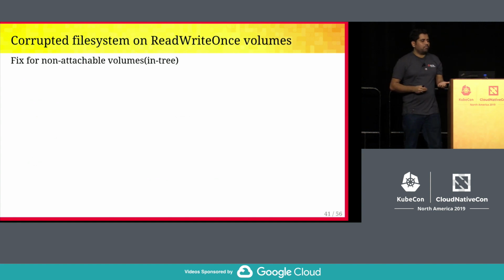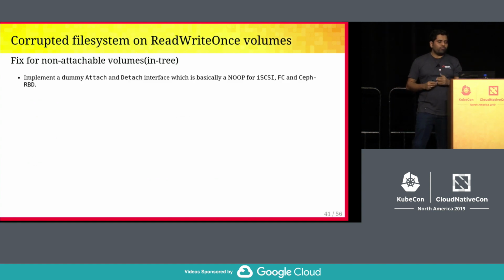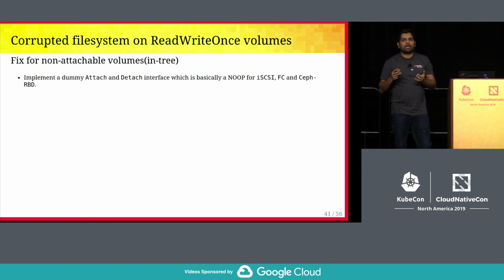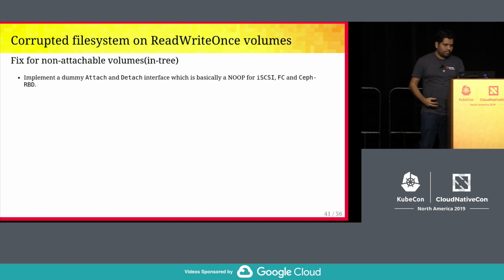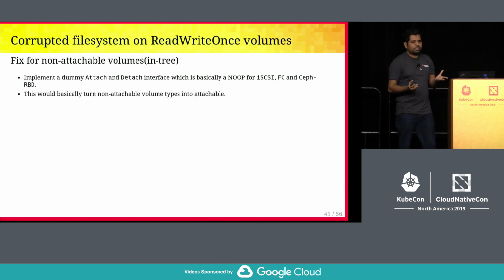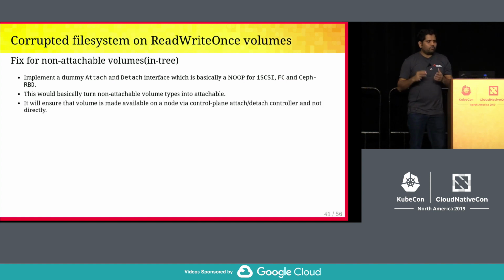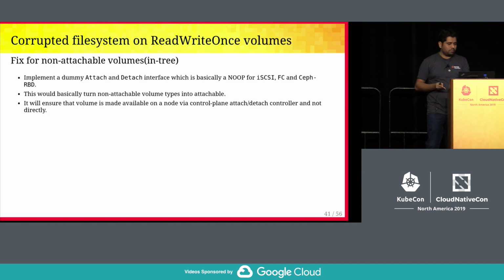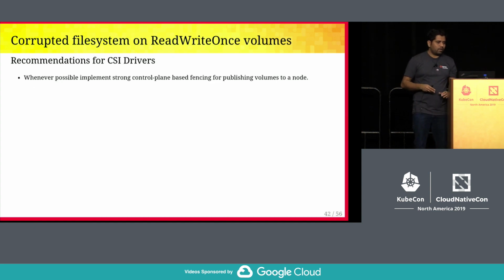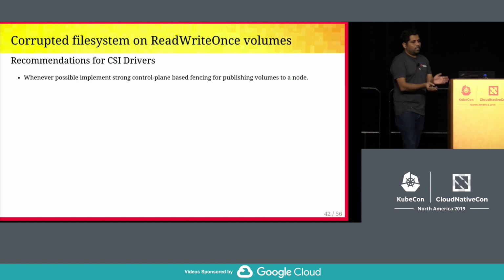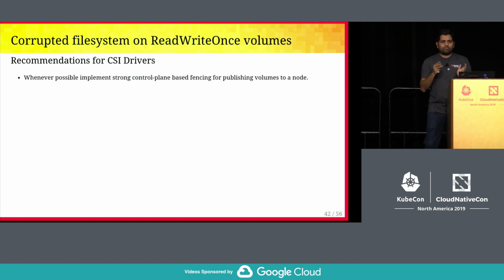How we fixed this was we implemented a dummy attach/detach interface that is basically a no-op for iSCSI, Fibre Channel, and Ceph RBD in Kubernetes for in-tree volume types. This would basically turn non-attachable volume types into attachable, and it will ensure that the volume is made available to a node through a control plane call, not directly, and it will enforce the access mode. So that fixed the bug for the most part. But it still did not. So what are the recommendations for CSI drivers?